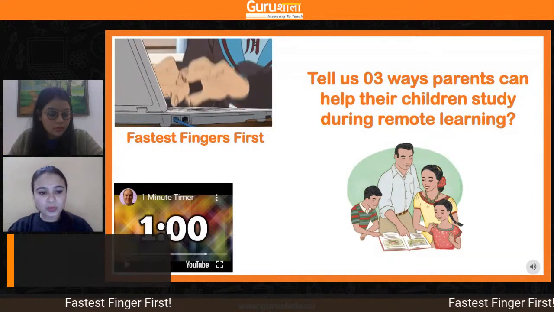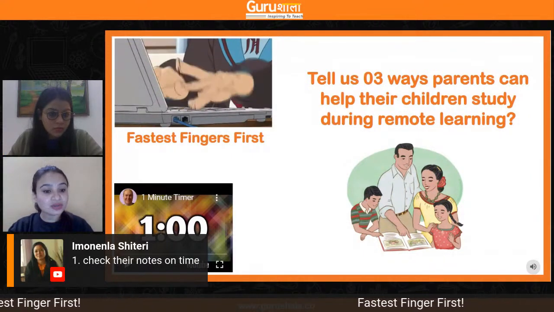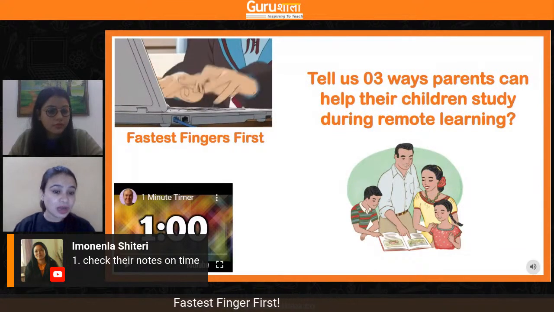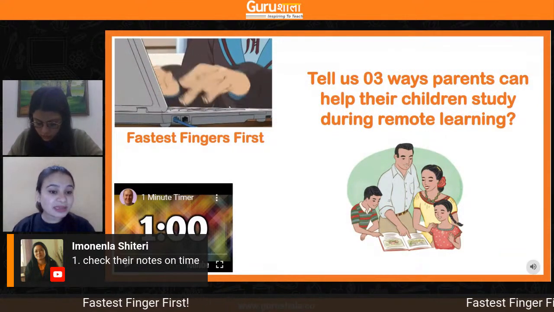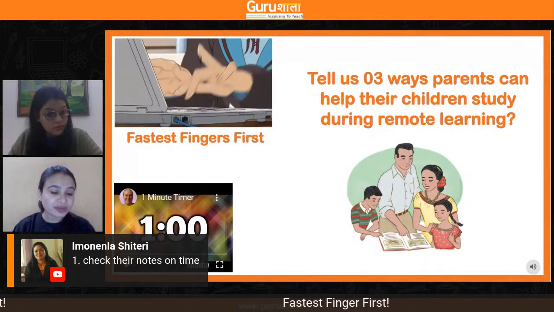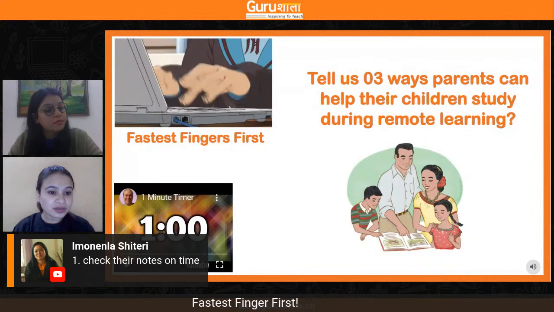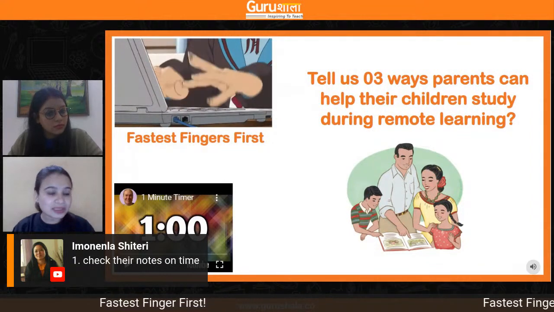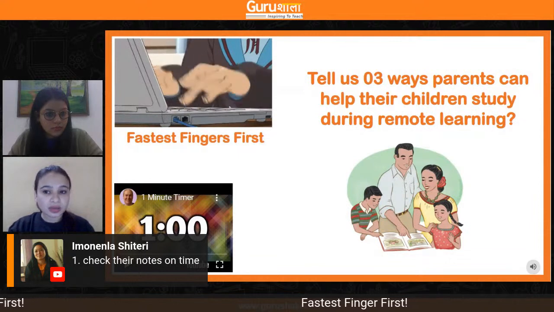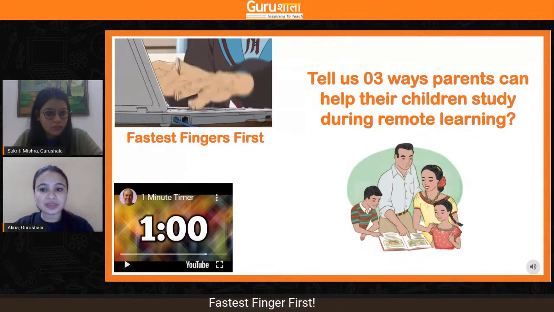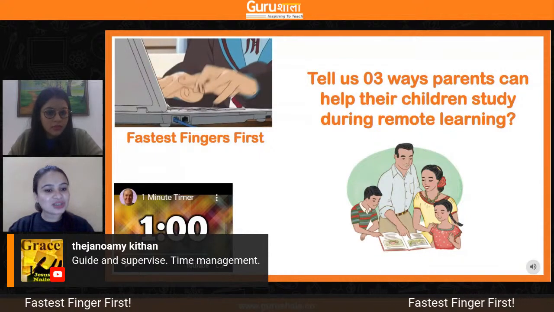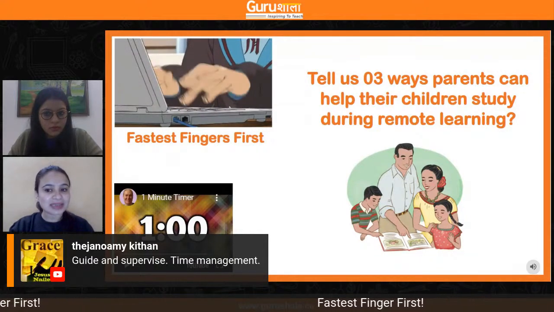Another suggestion that we have here is to check their notes on time, because in this scenario, the process where teachers can have a look at their students and keep a check on whether they are preparing notes or not is something that is not possible to a large extent here. So parents can play a role here and help teachers and their kids in that. Another suggestion here is guide and supervise and time management.